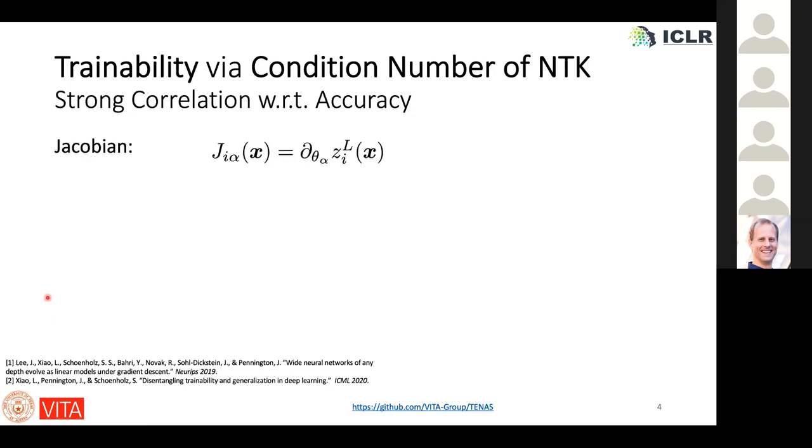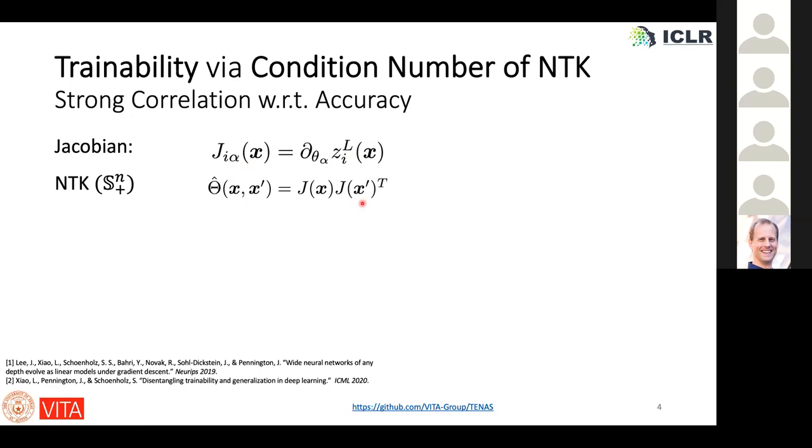So here, this is the Jacobian of the network. The subscript i indicates a specific output of the network at the final layer, and alpha indicates a specific index for the network's parameters. And the NTK, or specifically the empirical NTK here, is defined by the Jacobian times the Jacobian transpose.